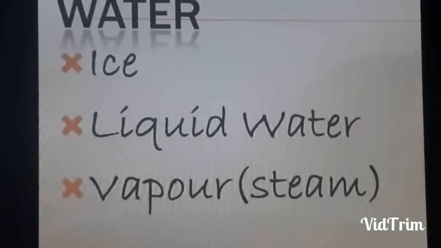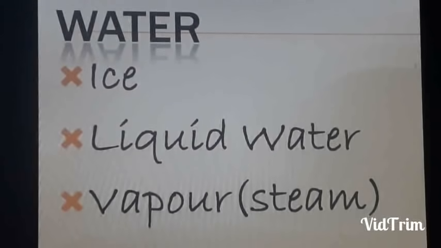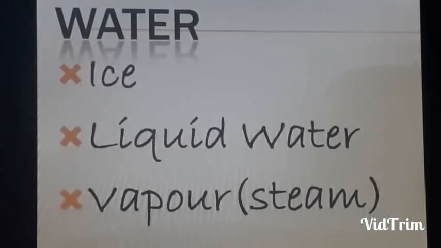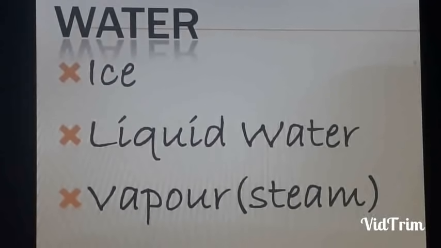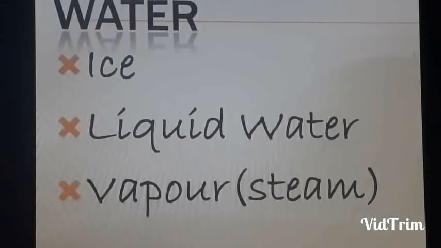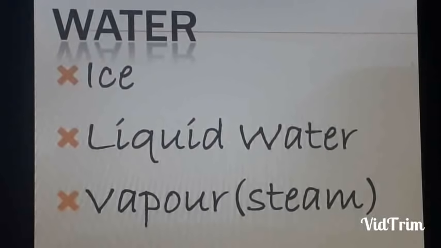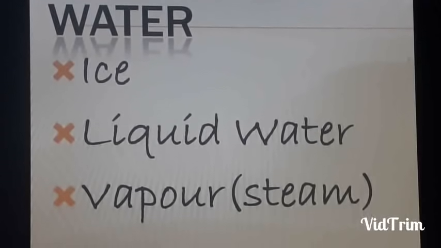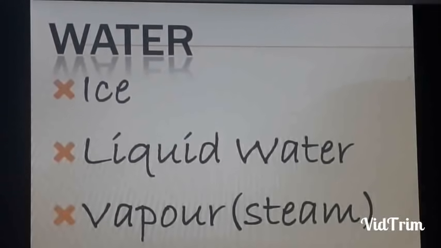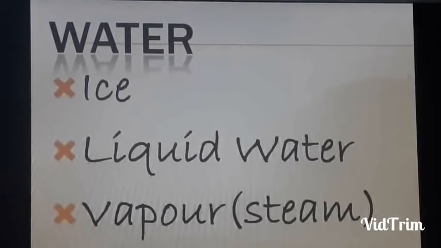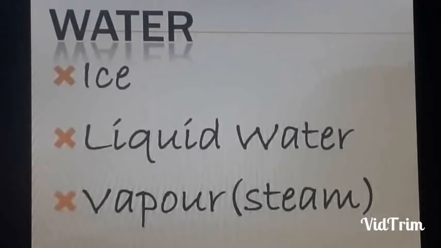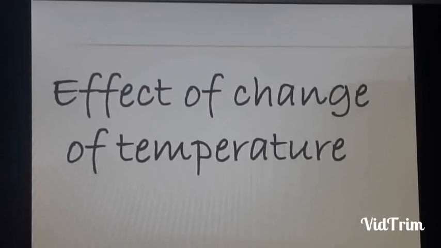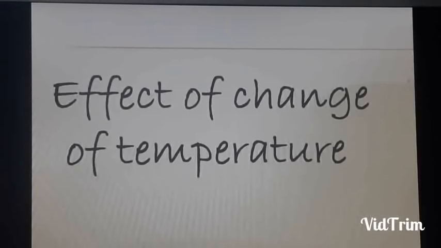For example, under normal pressure, water exists as a solid in the form of ice at temperature of 0 degrees Celsius. It exists as a liquid water at room temperature, as you know, and as a gas in the form of steam at a temperature of about 100 degrees Celsius. So let us find out more about what is the effect of change of temperature.